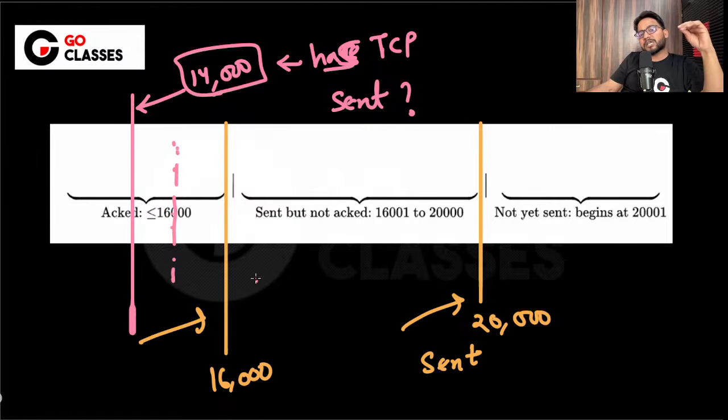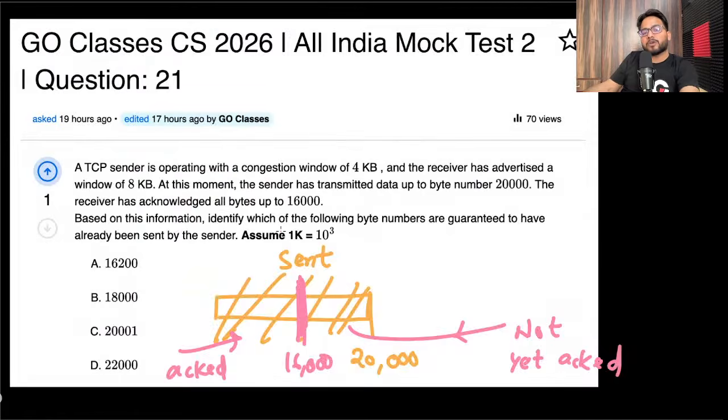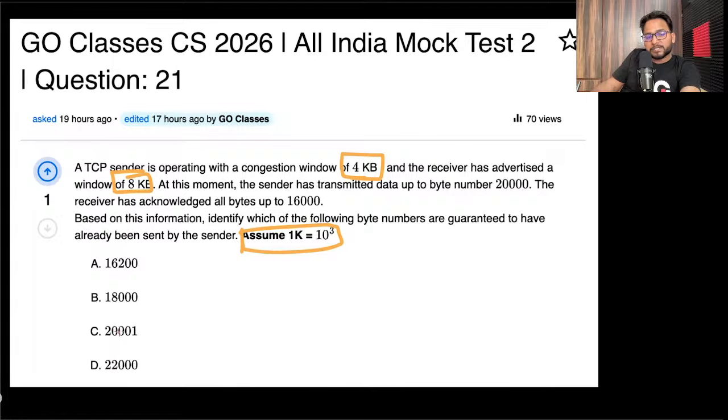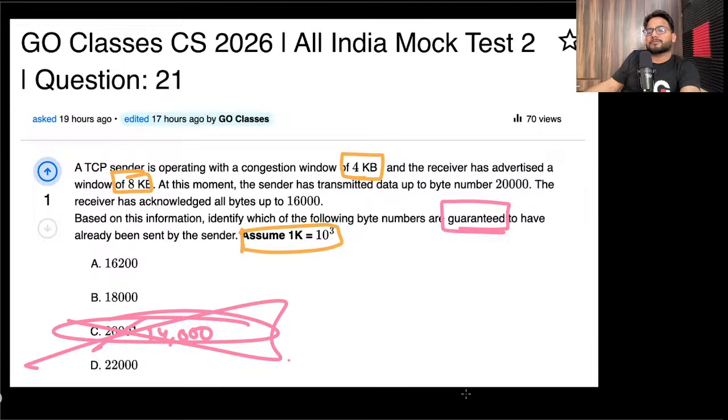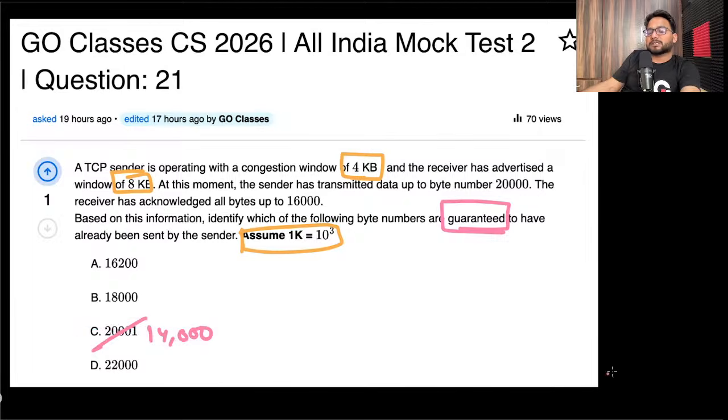So that's why, if someone asks me, if one of the options is, let's suppose, 14,000, which means they are asking whether the 14,000 has been sent or not, then the answer is you don't know, right? If the question is about being guaranteed to have already been sent, then 14,000 is not the answer, because you don't know whether it has been sent or not. It depends on the initial sequence number. So this is guaranteed, but this will depend on the initial sequence number.